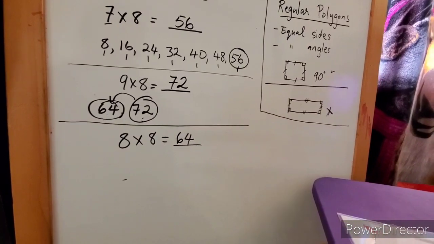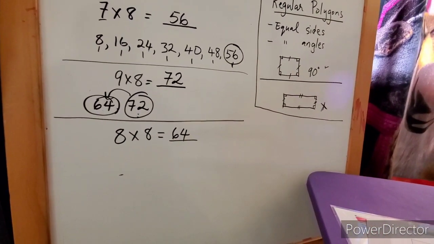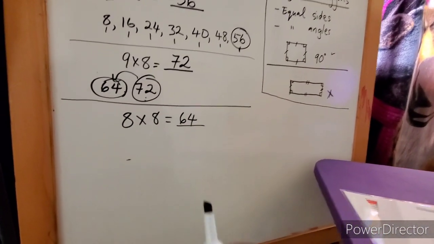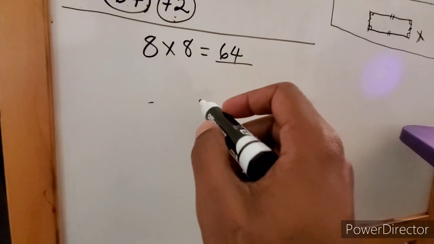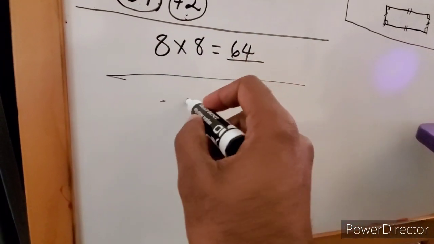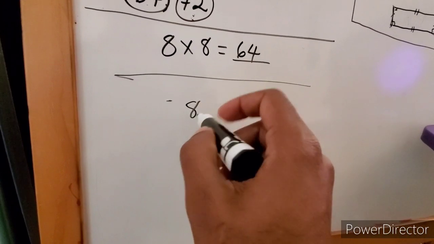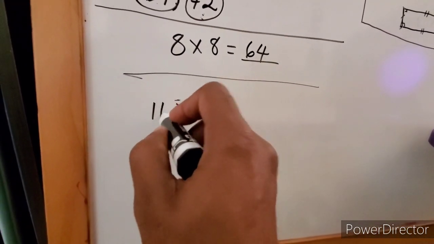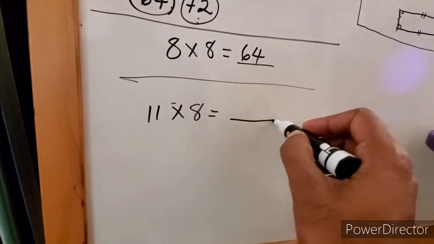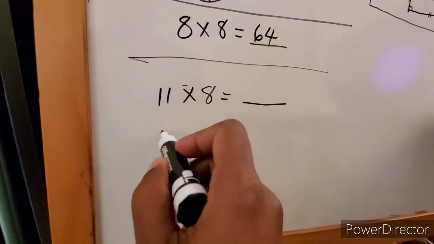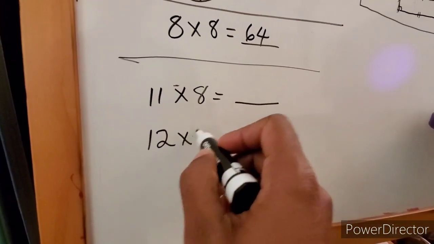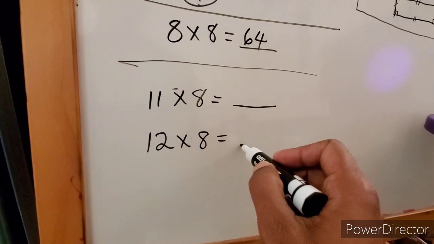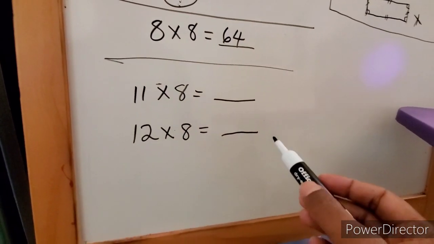Okay, all right, so that's counting by 8. If you want to practice, you could also practice using this one by yourself. 8 times 11, or 11 times 8 equals what number? And also 12 times 8. I wonder what 12 times 8 is.